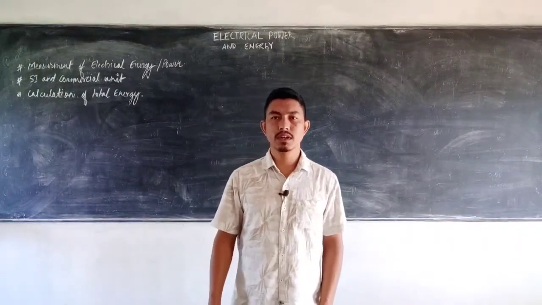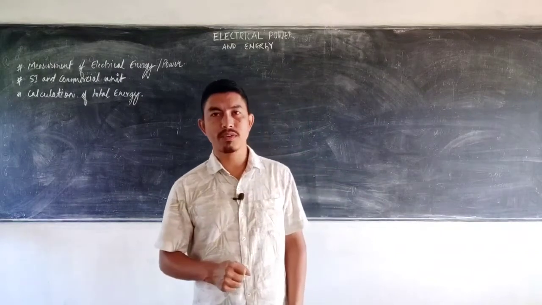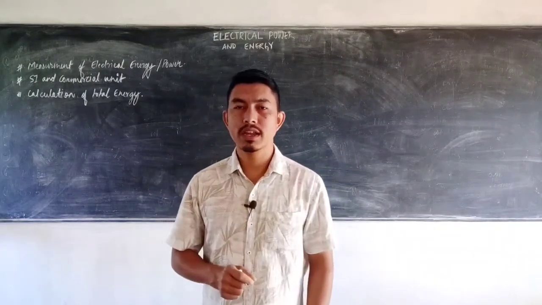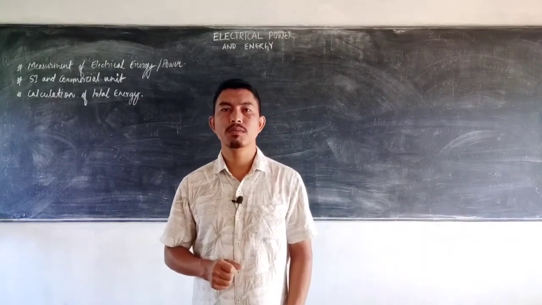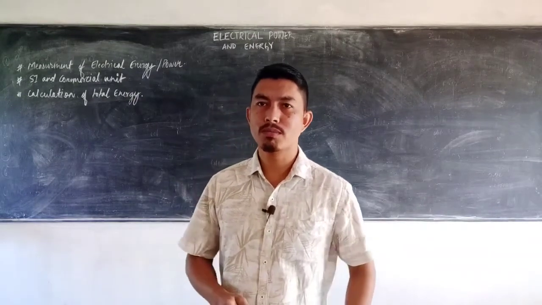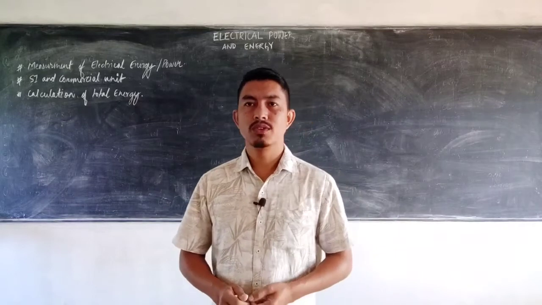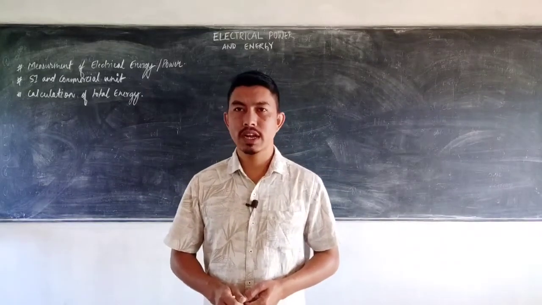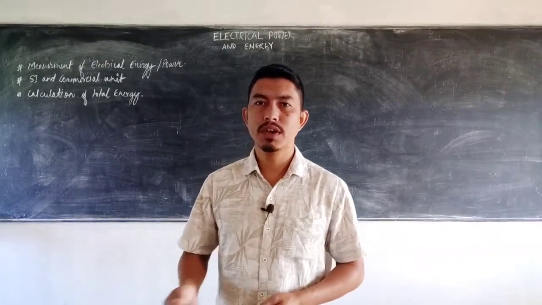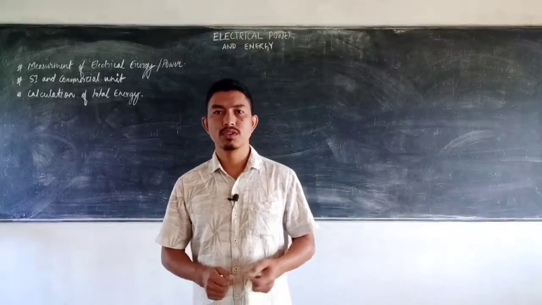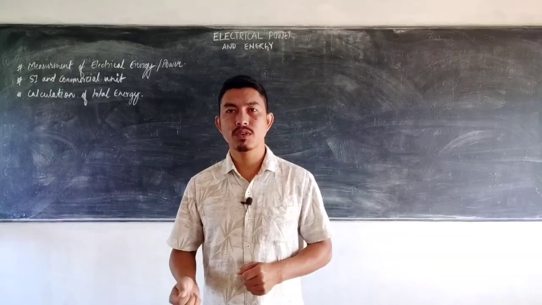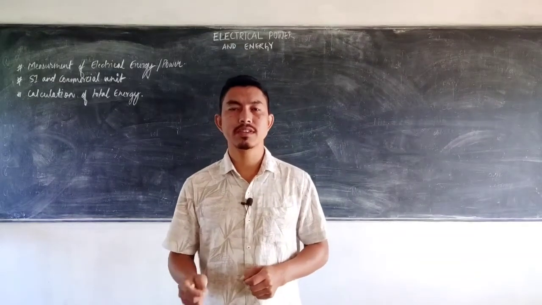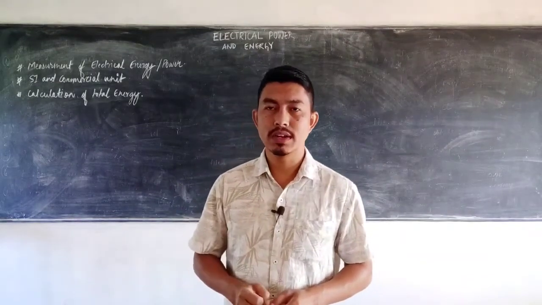So we have already studied from the law of conservation of energy that energy can neither be created nor destroyed, but it can be converted from one form to another form. Similarly, using electrical energy we can obtain various other forms of energy. You can see it in your house as well, like using electricity we can cook food, that means the electrical energy can be converted into heat energy.